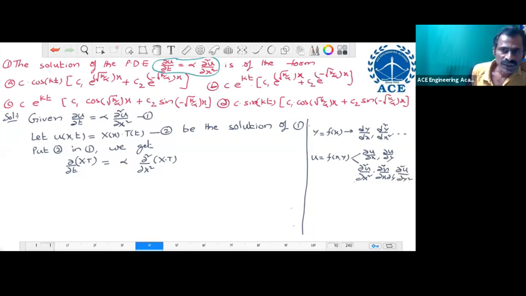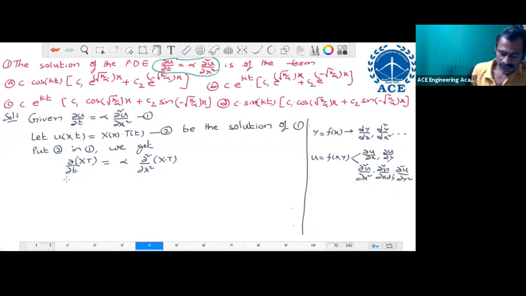If a function is a function of one independent variable, the derivatives are ordinary derivatives. If a function is a function of more than one independent variable, the derivatives are partial derivatives only. So there are only two types of derivatives based on the number of independent variables. More than one independent variable, derivatives are partial. One independent variable function, derivatives are ordinary derivatives.